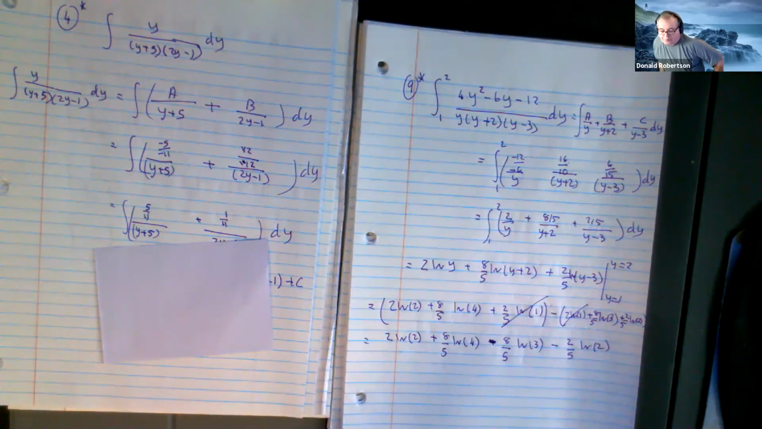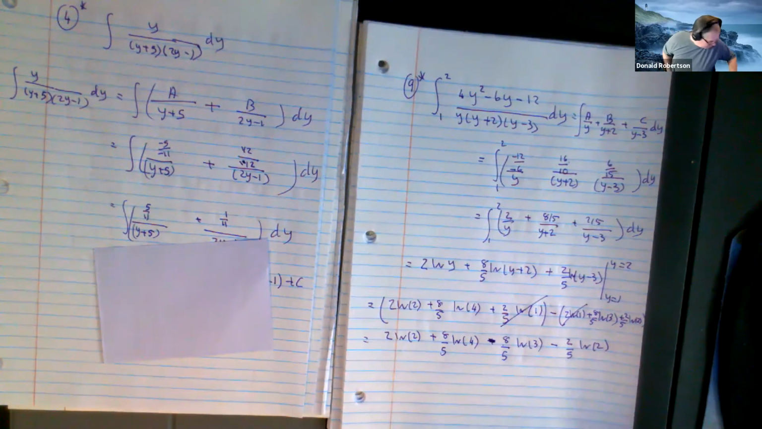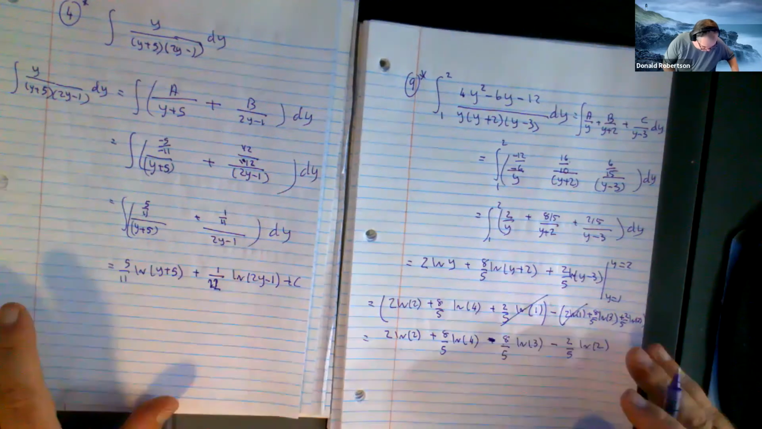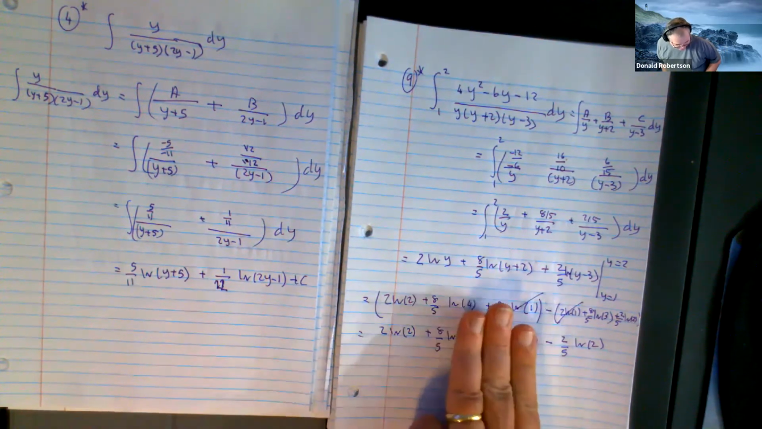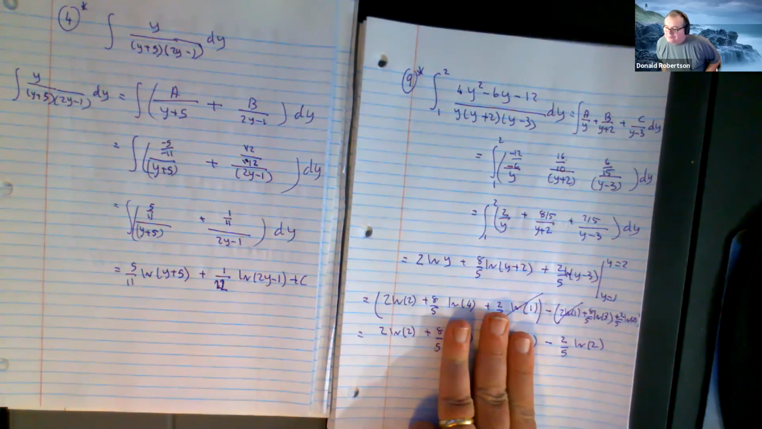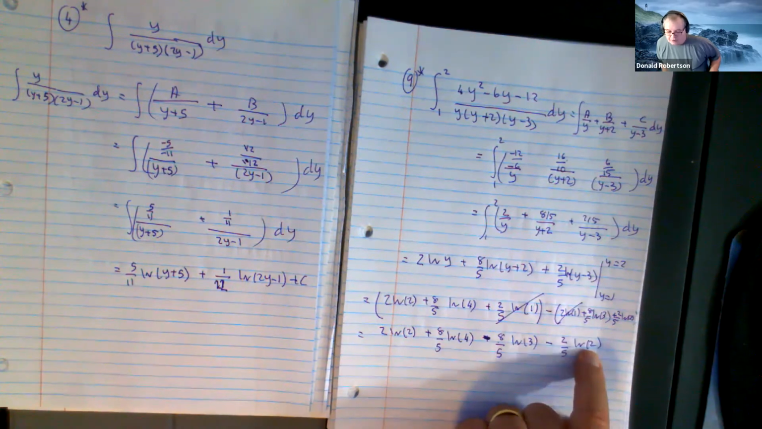We need style points. We need to make this answer as simple as possible. Is there anything that you can see here that we can do to make that happen? Is there any terms that can be combined, for instance? Does that help? You agree the log 2s? So you've 2 log 2s and you're going to take away 2/5 of a log 2. Well, that's 10/5 take away 2.